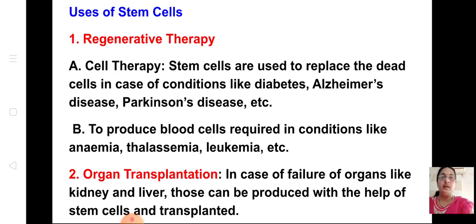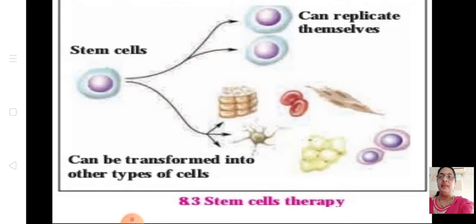So when there is failure of some organs like kidney and liver, we can use the stem cells to produce those organs, and they can be transplanted. You can see the diagrams. Okay, so what is the use of the stem cells? They undergo multiplication, isn't it? So they replicate themselves. Differentiation also takes place, and they can be transformed into any other types of cells. See here, you can see there are muscle cells, skeletal and all the different muscles, and tissues also can be produced with the help of stem cells.